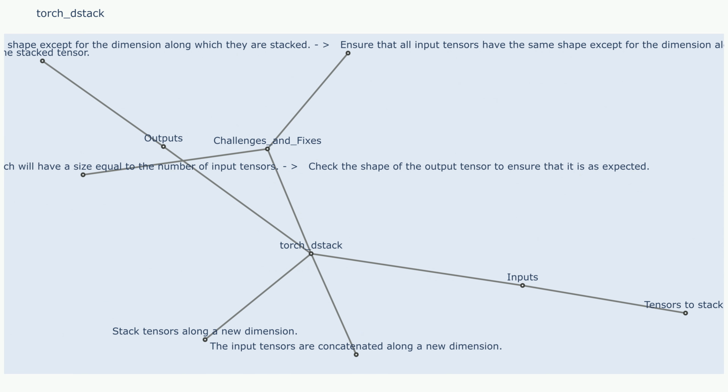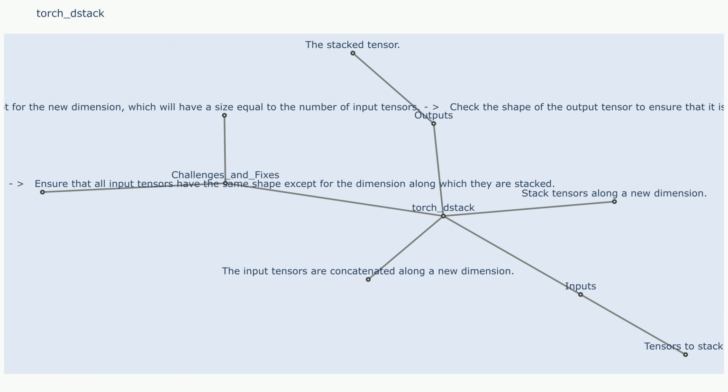Challenge 3: The number of dimensions in the input tensors must be greater than or equal to 2. Sample use case that resulted in challenge 3: trying to stack tensors with less than 2 dimensions. Fixes to challenge 3: reshape the input tensor to have at least 2 dimensions. You can use the torch.reshape function to reshape tensors.